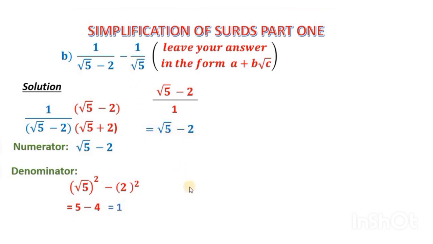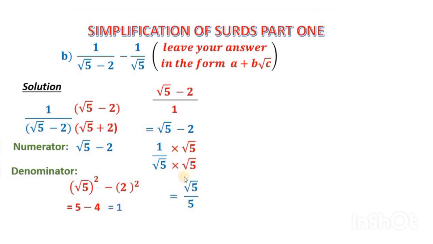Moving to the second part, we are going to have 1 over root 5. Again, we rationalize the denominator by multiplying root 5 by root 5. The idea is just to ensure that the root sign disappears, and therefore root 5 by root 5 will be 5. And because we've multiplied the denominator by root 5, the numerator has to be multiplied by the same factor, that is root 5. Finally, that gives us root 5 over 5.